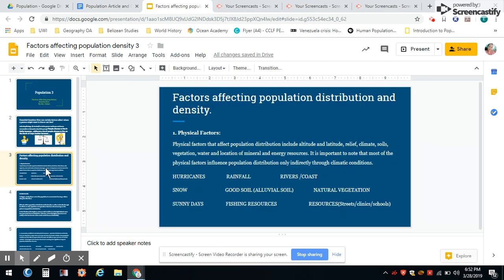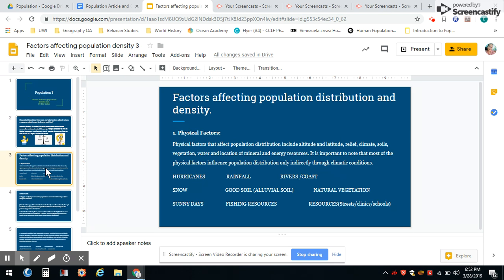Okay, so now let's continue. The factors affecting population distribution and density. What are some factors that can affect where people want to live? Well, there's different reasons. The first one is the physical factors.